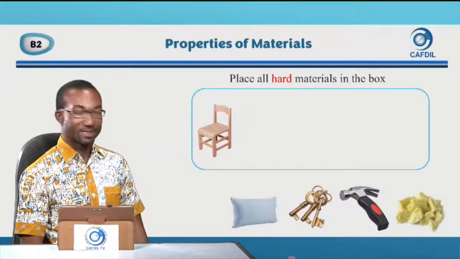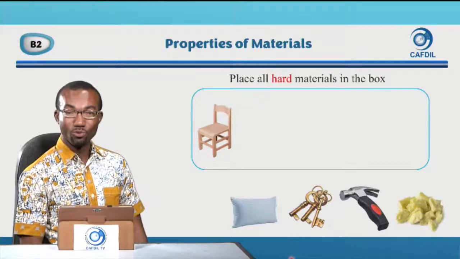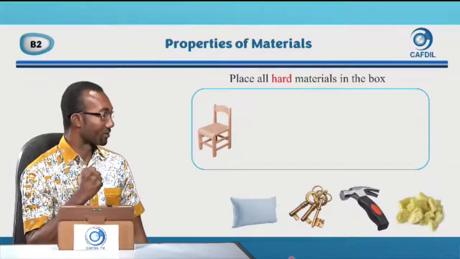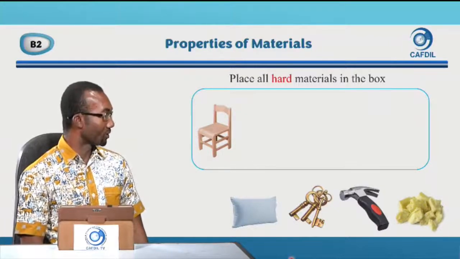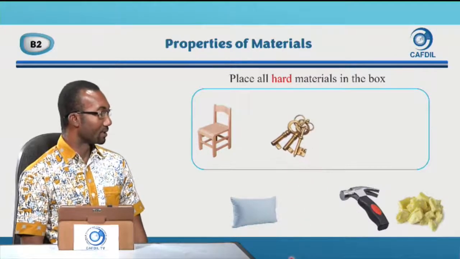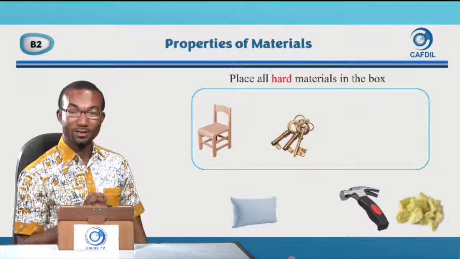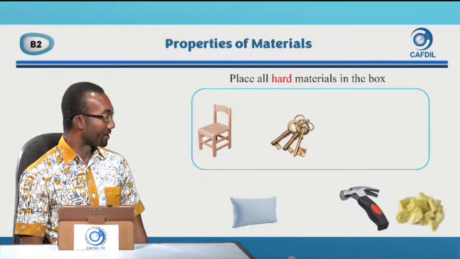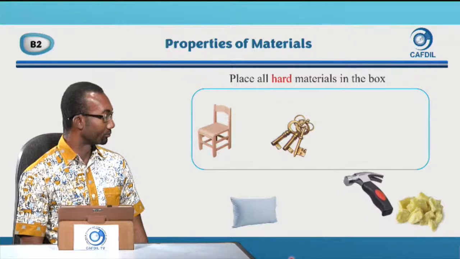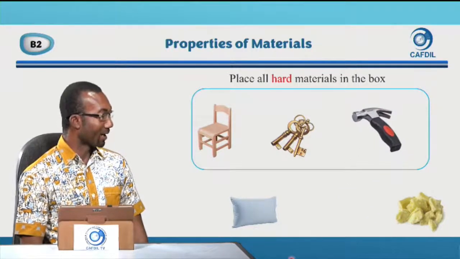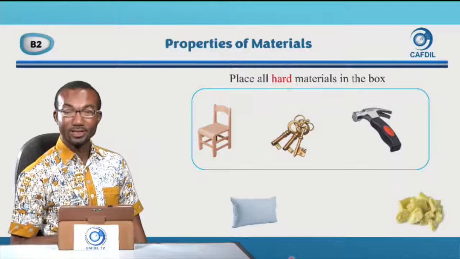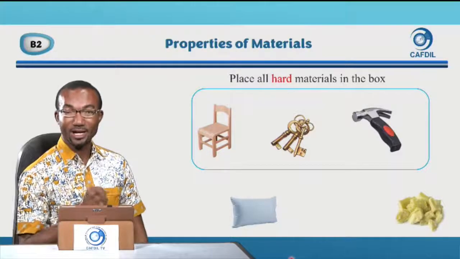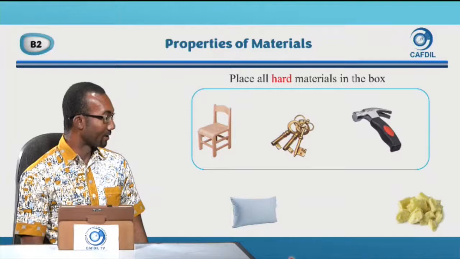Yes. The first one is chair. A chair is made of wood, and wood is hard and strong. Very good. Let's look at another material that is hard and strong. Good. The keys. The keys are made of metals, and metals are hard and strong. Do you have any other hard material down here? Yes, the hammer. The hammer is made of metal. The head is made of metal and it's very hard. Metals are hard and strong.